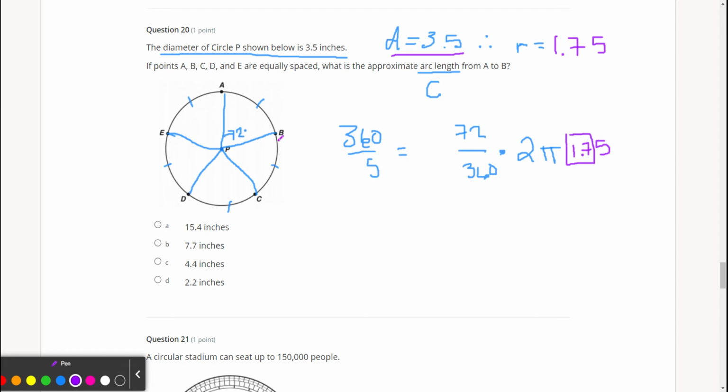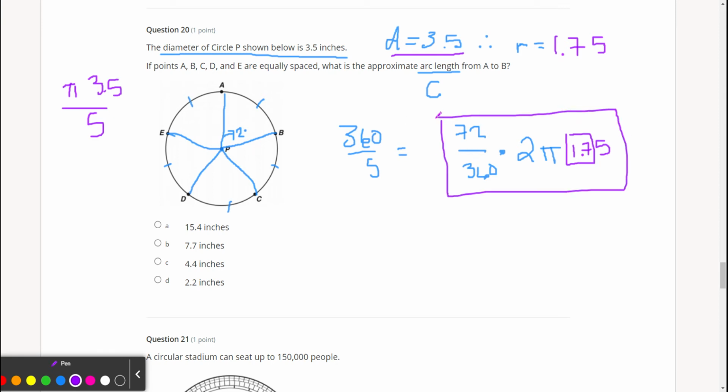The other way to do this is to find the whole circumference using pi d and then divide it into 5 sections. So you could do pi times 3.5 divided by 5. So you find the whole circle and then divide it into 5 pieces instead of finding 1/5 of 360 and then multiplying. Doesn't matter which way you do it. Both this one and this one are going to be the exact same thing.